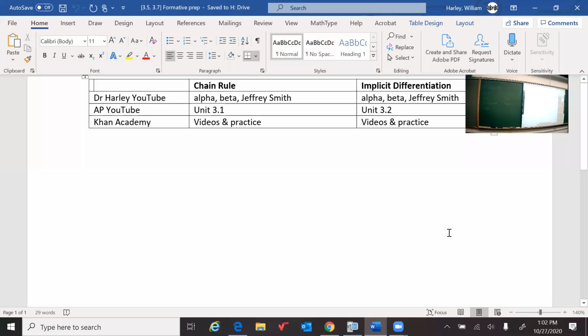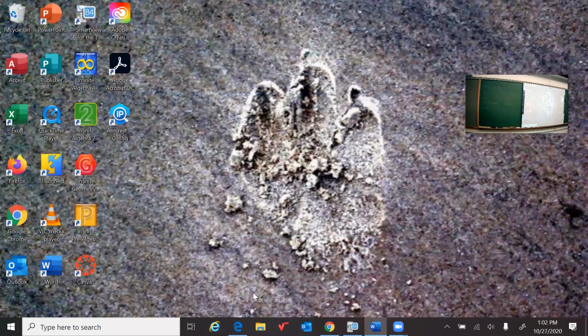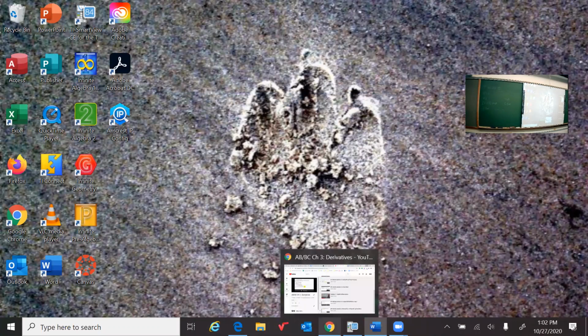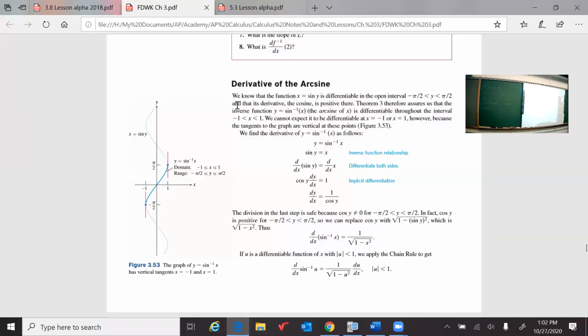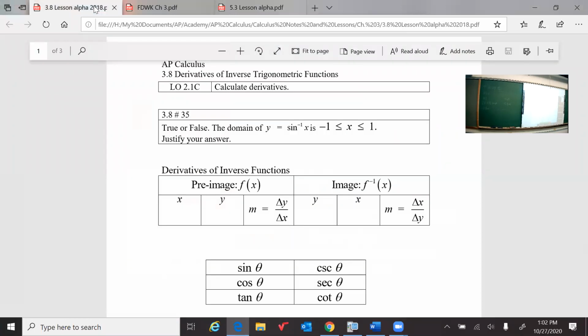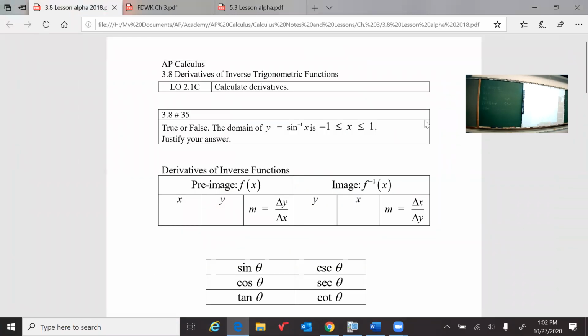We are going to move on to 3.8 alpha lesson. Okay, so we're going to start now. Ready? This is not on the assessment at the end of the week, but there is implicit differentiation involved in this lesson, and that would reinforce how well you understand it. So first thing is, we'll start with a problem from the end.